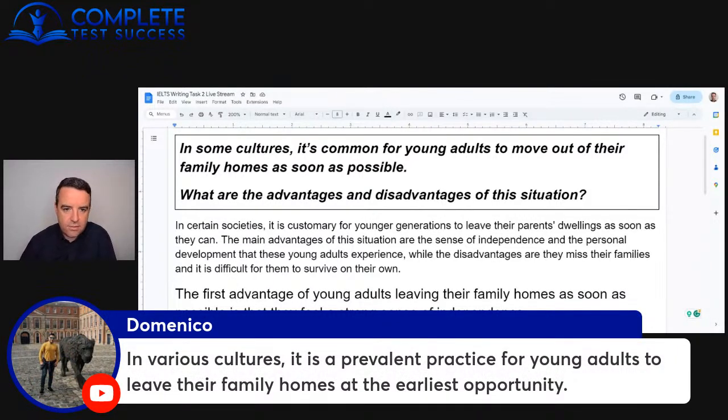Domenico, "in various cultures, it is a prevalent practice for young adults to leave their family homes at the earliest opportunity." Very nice. Good job, Domenico.